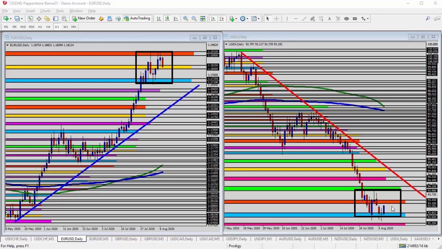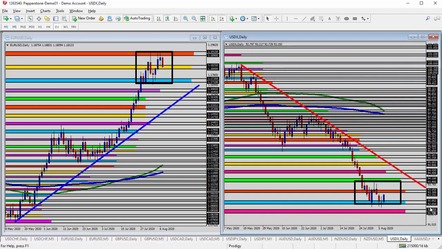Opposite's true as well. If the dollar is negative after the news, we fall down, we break through the blue zone and continue the downtrend, we'll look for the euro dollar to break through the orange zone at the top of the chart and continue to pressure higher.